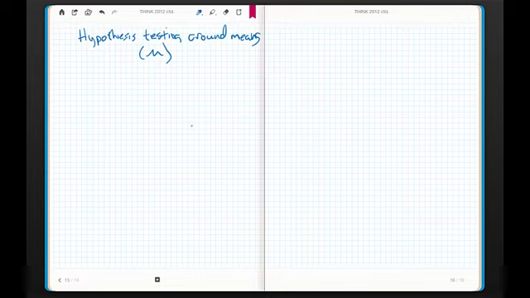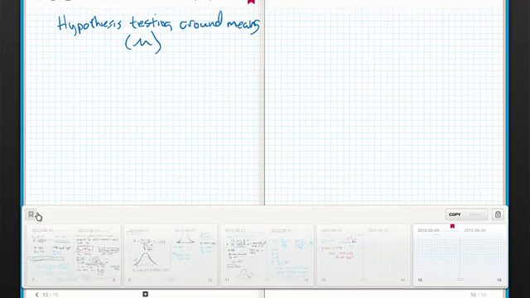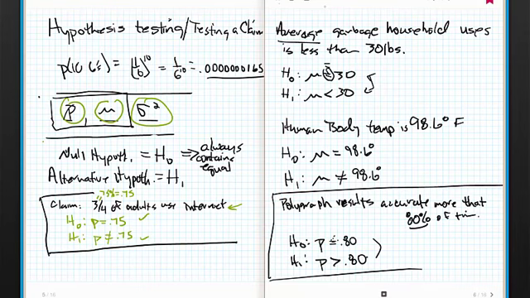We're going to do some hypothesis testing around means this time rather than around proportions. I'm going to show you guys a little trick I learned on this. This is pretty cool. So I'm going to go to my bookmarks and I bookmarked that one page. All right, so check this out.